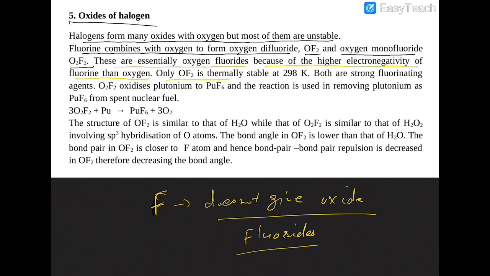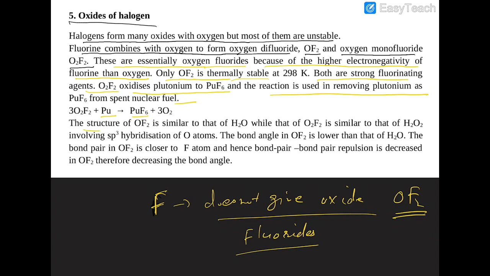Only OF2 is thermally stable. Both are strong fluorinating agents. It means that if you want to put fluorine into a substance, you can use them. O2F2 oxidizes plutonium to PuF6, and this reaction is used in removing plutonium from spent nuclear fuel. So what happens is that when oxygen difluoride O2F2 reacts with plutonium, it gives you plutonium hexafluoride along with liberation of oxygen.